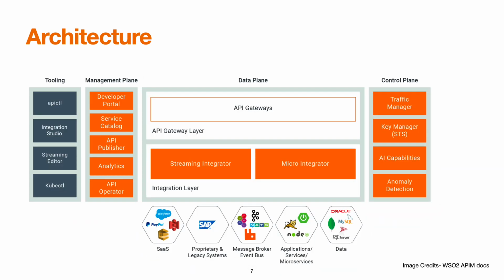Next, let's check out the API management layer architecture. Starting with the tooling: we have tooling, a management plane, a data plane, and a control plane. Tooling is basically the utilities provided to interact with the product. One of the tools is apictl, the API controller, which is used for DevOps purposes, like code promotion of APIs from one environment to another and exporting your APIs from the API Manager.